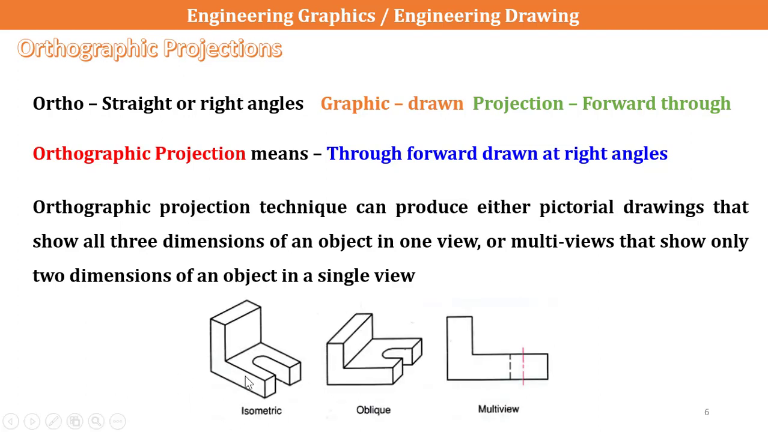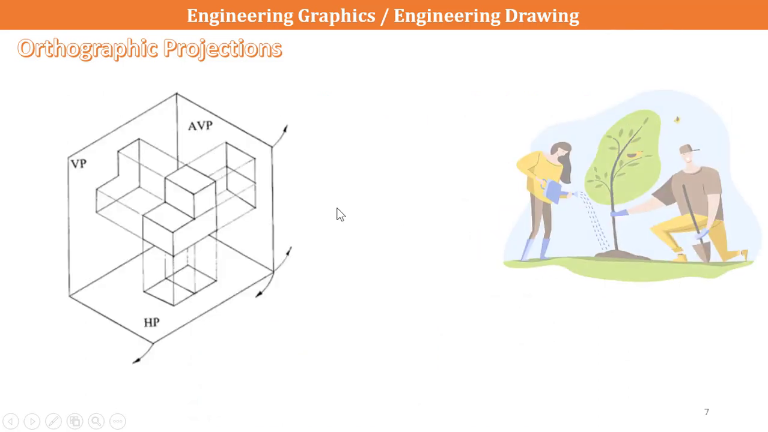See here, the view of that particular object is isometric. Isometric indicates that we are going to represent it at an angle of say 30 degrees. And oblique is the other view that we are going to represent. And this is the multi-view. In the two cases, if you observe, we are able to see the object in three dimensions. But in the multi-view, we will see the object only in two dimensions. Okay, so the views will be front view, top view, and side views. That we will be discussing in the next classes.